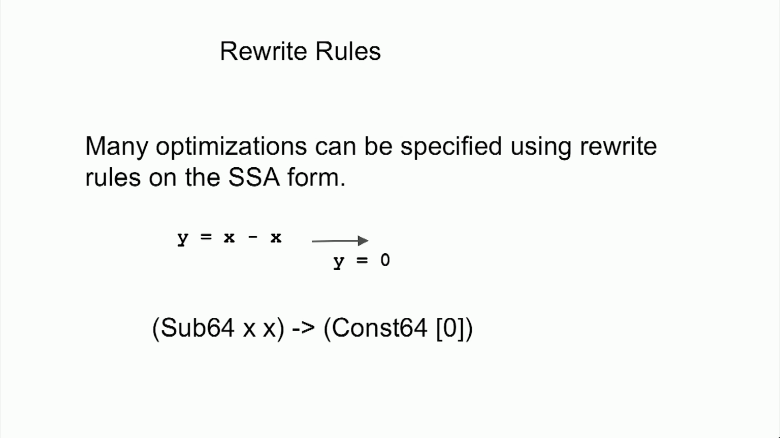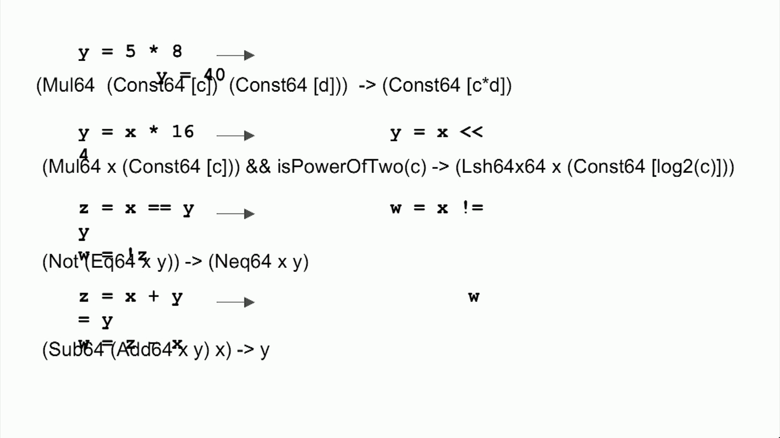So here's a very simple example. If we have a 64-bit subtract of a value with itself, we can just replace that with the constant 0. And we have a whole bunch of optimizations like this in a big rewrite rule file in the compiler. This didn't format quite correctly, but no worries, we'll figure it out. So if we have a multiply of two constants, we'd like to replace that with just the result of that multiply. And so we have a rewrite rule that says if you have a 64-bit multiply of two constants, you can just replace that with a constant, which is the product of those two arguments.